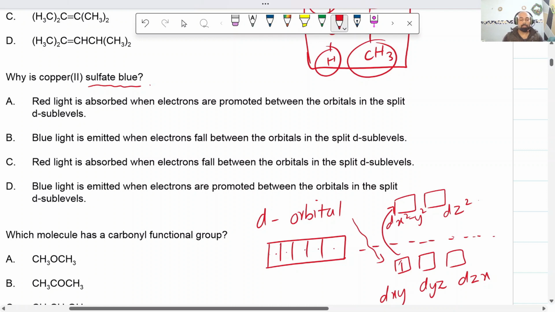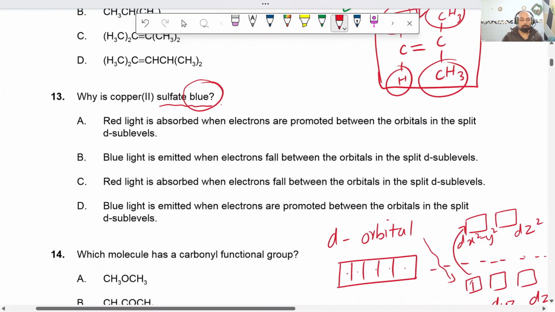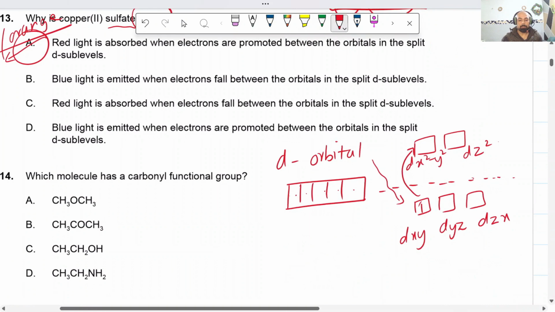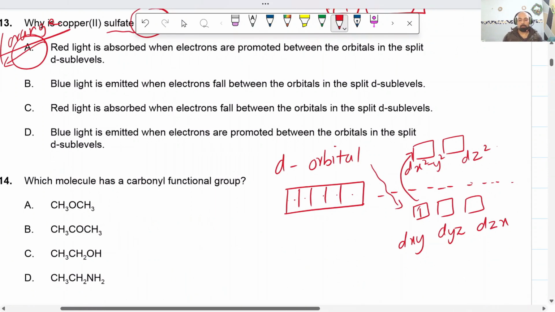Well, it depends on the radiation that it will absorb. Since copper sulfate appears blue to you, right? So you need to understand that blue color is only emitted when red light is absorbed, red or orange range is absorbed. Red light is absorbed when electrons are promoted between the orbitals in the split d subshell. So we have seen the d orbital being split, and when electron jumps from here to here, you need to remember that red or orange wavelength of radiation is being absorbed and blue is emitted.